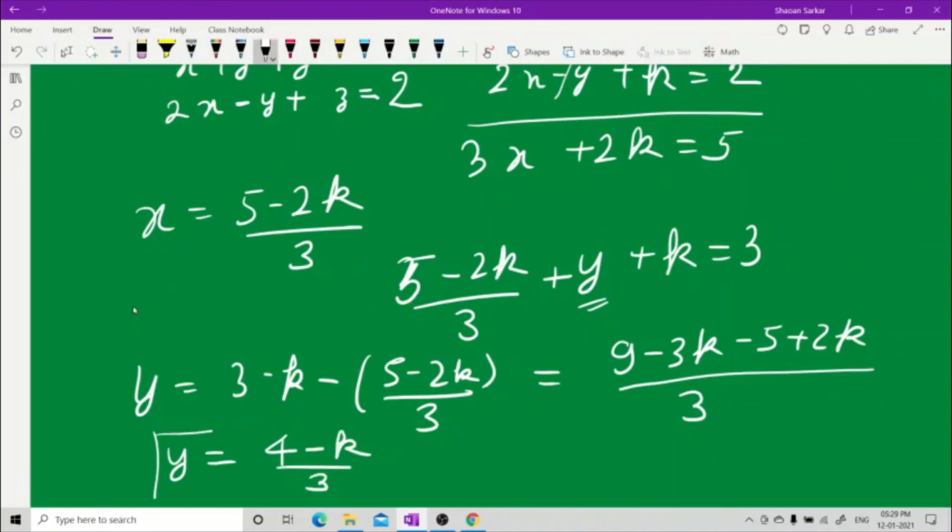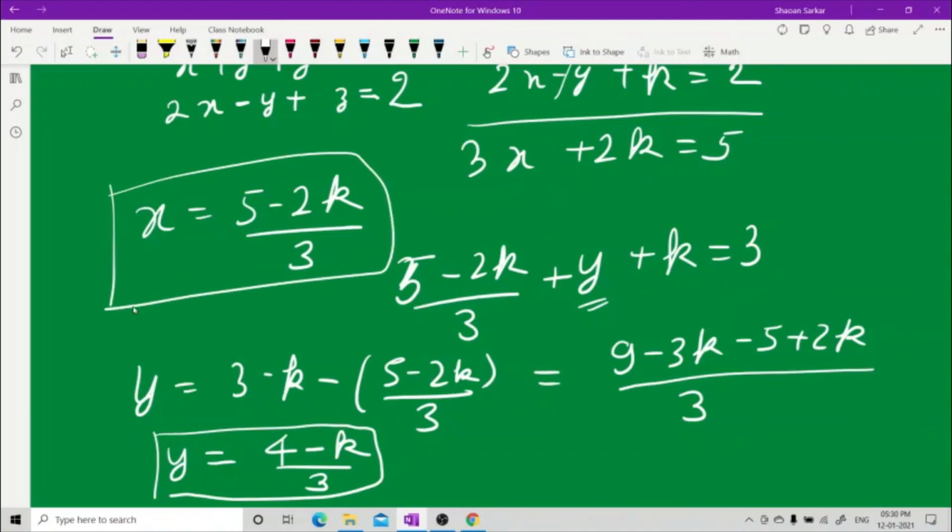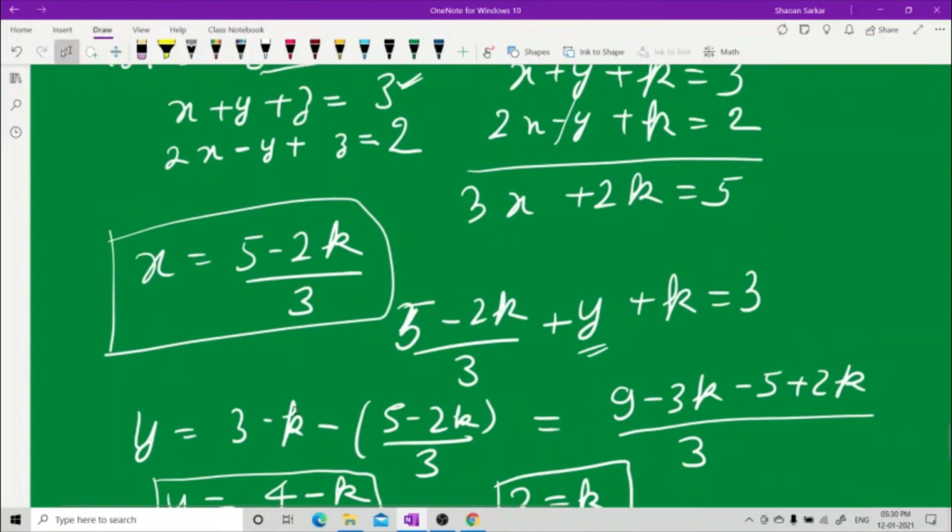So your y is this, your x is this, and we had taken z equal to k. Why did we take z equal to k? Because we wanted infinite solution.